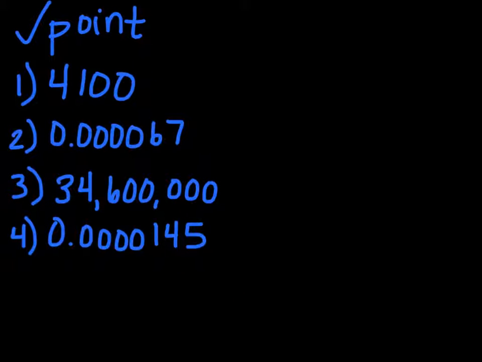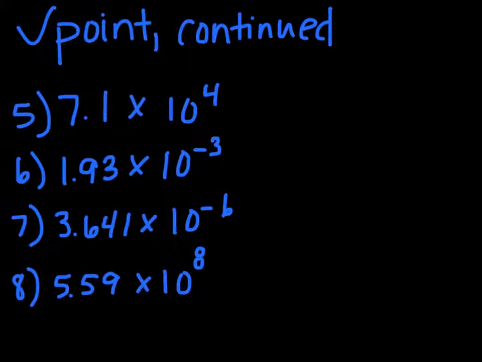Now try a few of these on your own. For problems 1 through 4, express these numbers in scientific notation. Press pause while you work, and there will be 4 more problems when you come back. For these next 4 problems, please write the numbers in standard form. Press pause while you work, and when you come back, we'll learn to order numbers by using scientific notation.